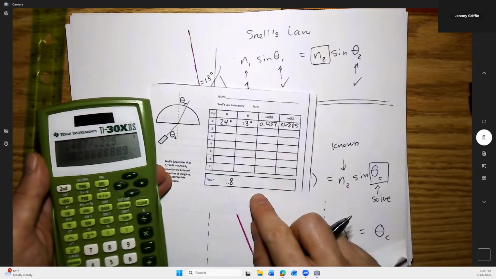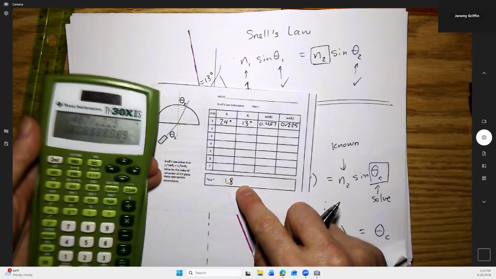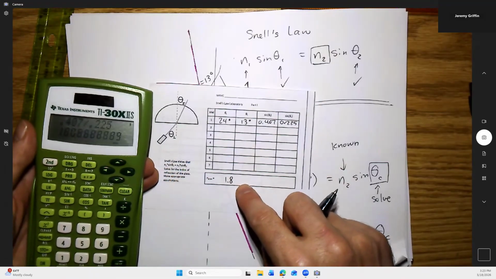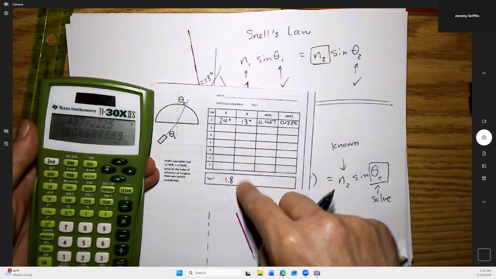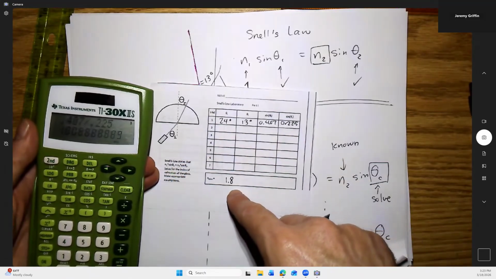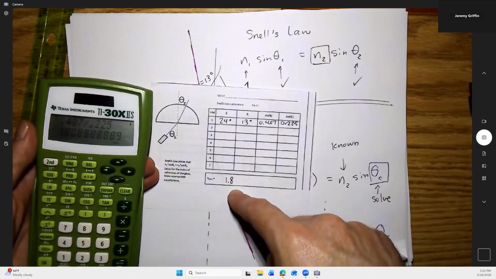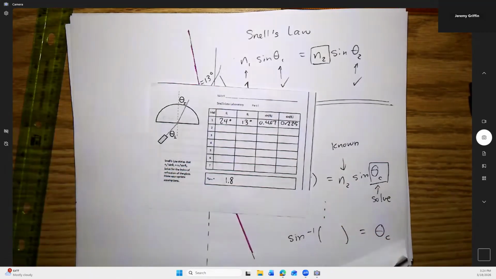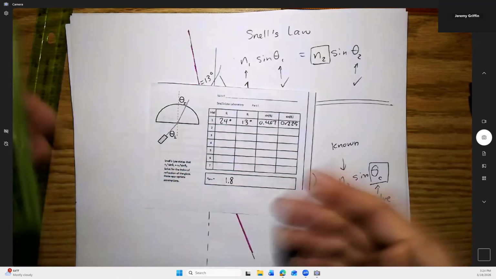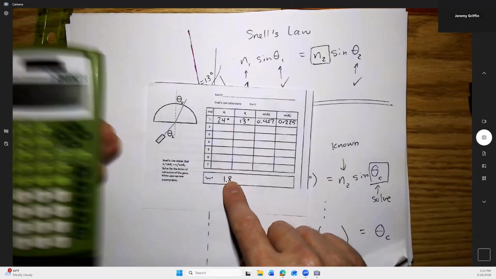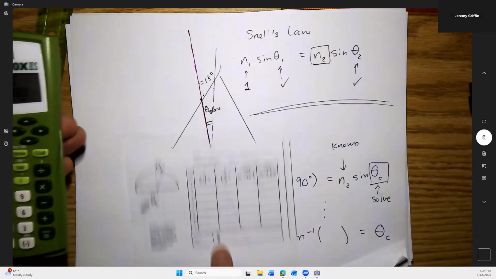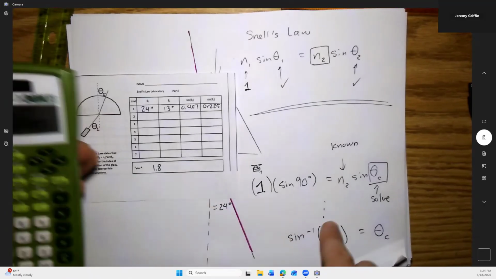Based on 1.8, I think that's a little bit too big. What were you guys getting for this value? 2.17. Huh. Okay. Well, it should be somewhere in there. Having done this for so many years, usually this averages somewhere close to 1.5-ish. Now, there are different materials out there too. Some of you guys have a glass piece, some of you guys have a plastic piece, so those might not even be the same. But somewhere in there is what you should be looking for. And I was walking around, some of you guys have that. But let's run with this number, because I still want to find the critical angle.